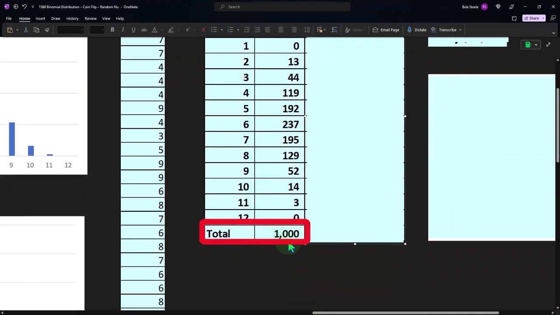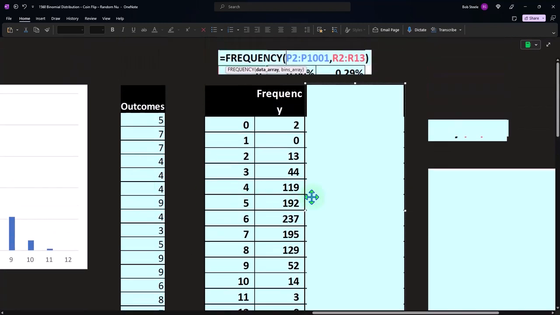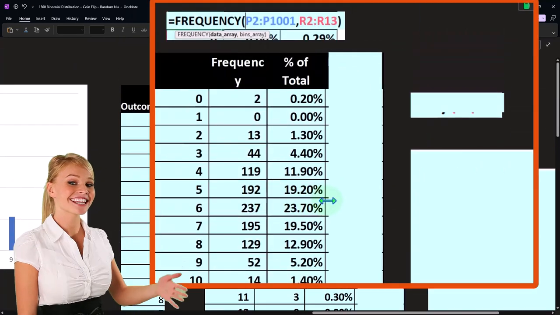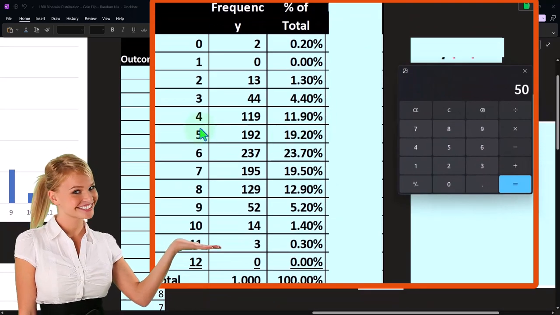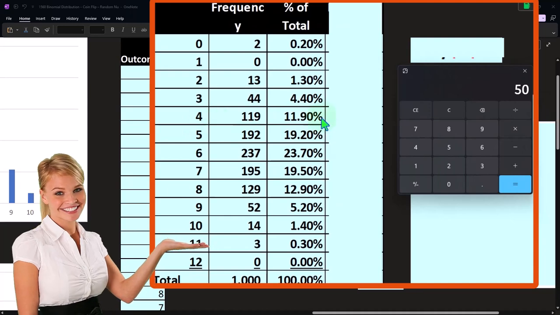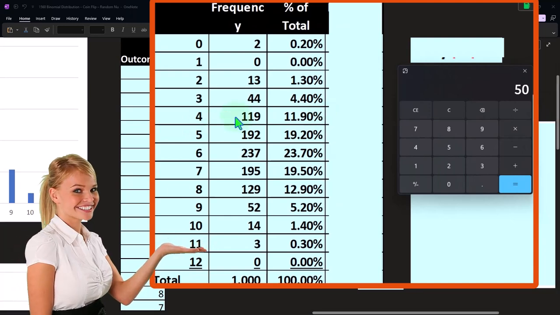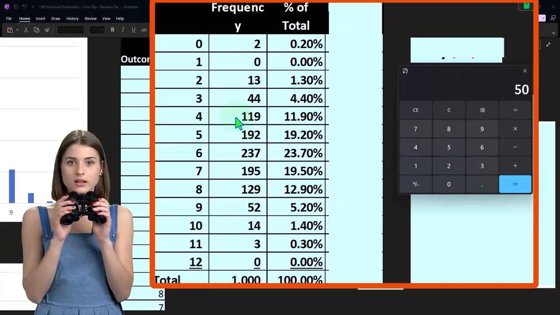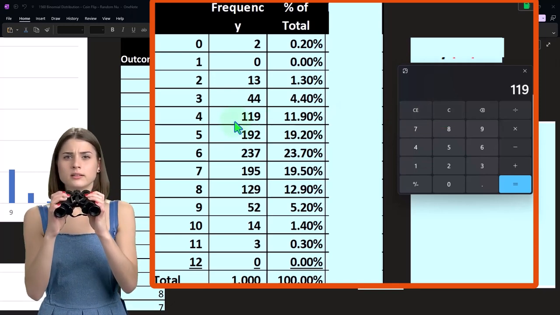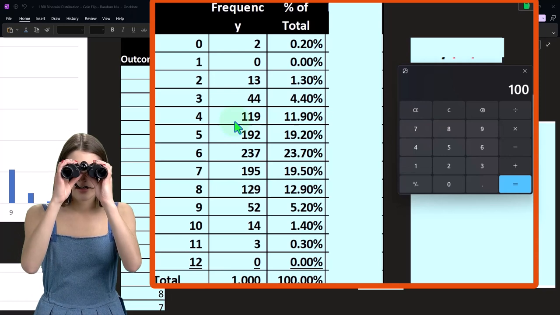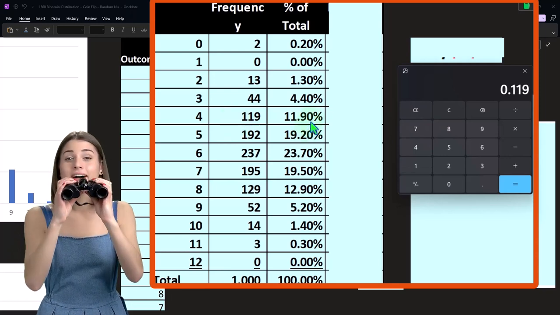But if I sum up the columns, it should come out to 1,000. Why? Because we ran 1,000 12-flip tests. So that's our check figure. Then we can also look at the percent of the total. So for example, what's the percent of times that we got 4 successes or heads out of the 1,000 trials that we did? Well, we have 119 divided by 1,000, and that's going to give us the 11.9.